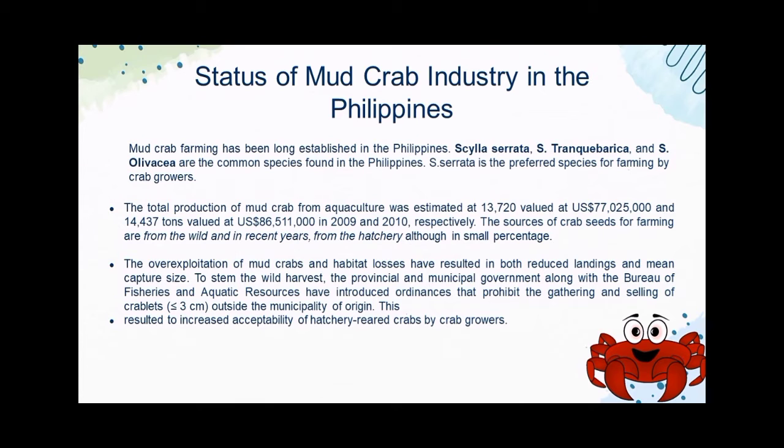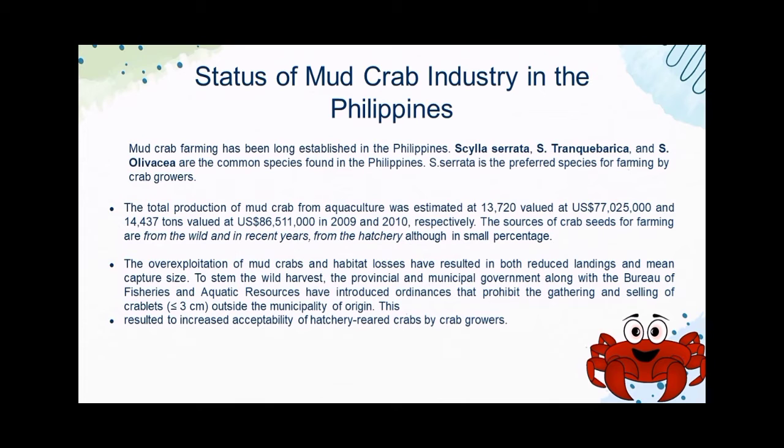So the sources of crab seeds for farming are from the wild and, in recent years, from hatcheries, although in small percentage. The overexploitation of mud crabs and habitat losses have resulted in both reduced landings and mean capture sizes.